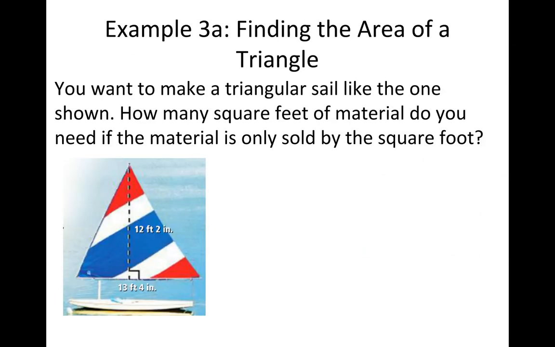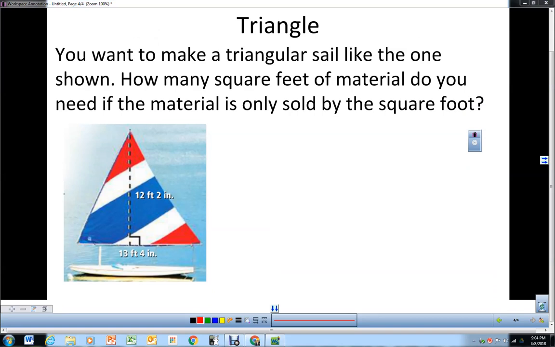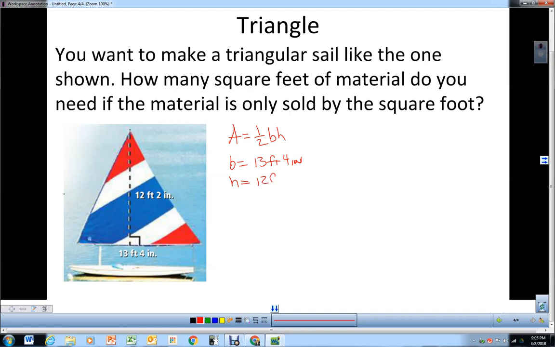So let's take a look here at applying this formula. You want to make a triangular sail like the one shown. How many square feet of material do you need if the material is only sold by the square foot? So they give us dimensions here of 12 feet 2 inches and 13 feet 4 inches. Once again, our formula is 1/2 base times height. It's important to write these formulas down each time so that it's easier to memorize. So we have to identify our variables here, our base and our height. Our base here is going to be the one on the bottom. It's one of our sides. It is 13 feet 4 inches. The height is going to be 12 feet 2 inches.